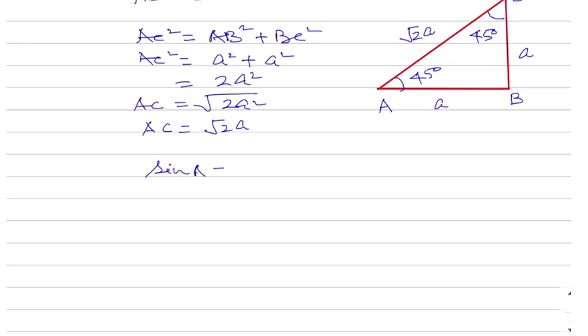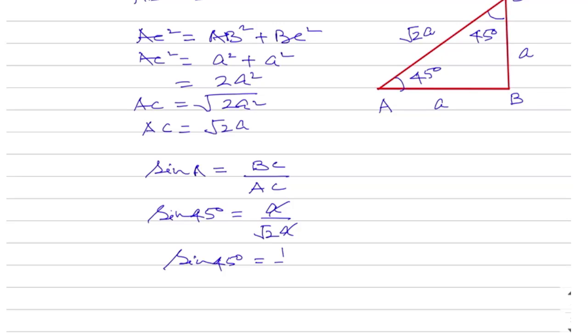Now using the trigonometric ratio, sin A is equal to perpendicular upon hypotenuse, therefore BC upon AC, and angle A is 45 degrees, so sin 45 degrees is equal to a upon root 2 a. a is cancelled out. So we have sin 45 degrees equal to 1 upon root 2.